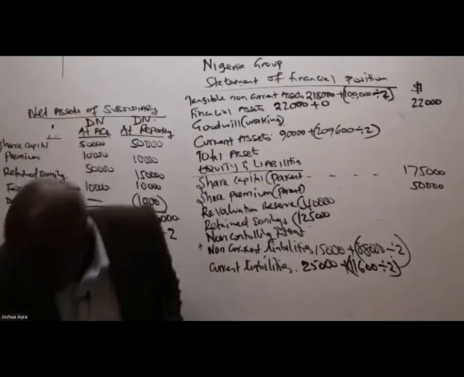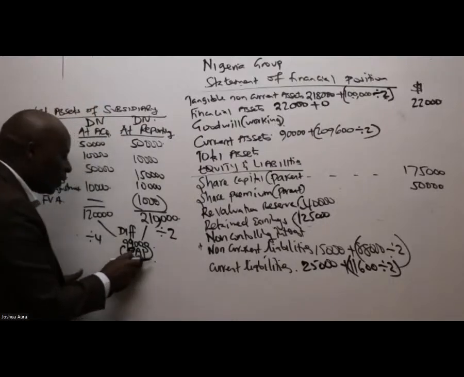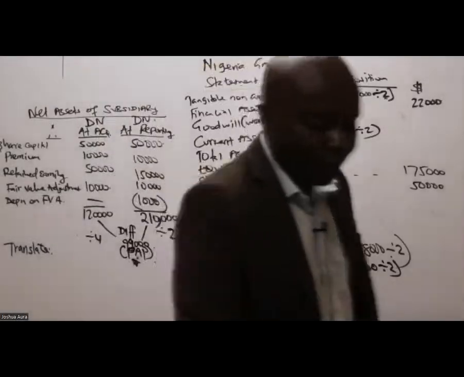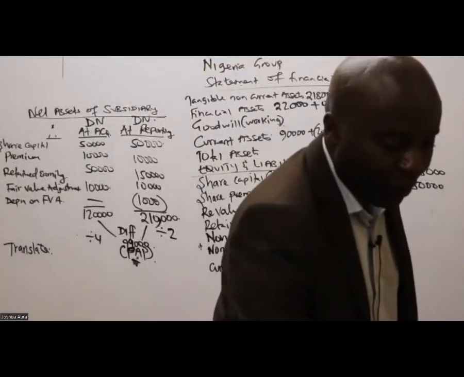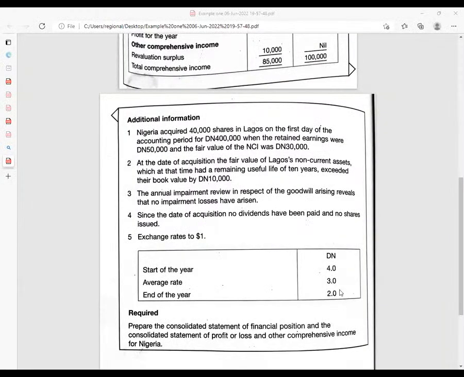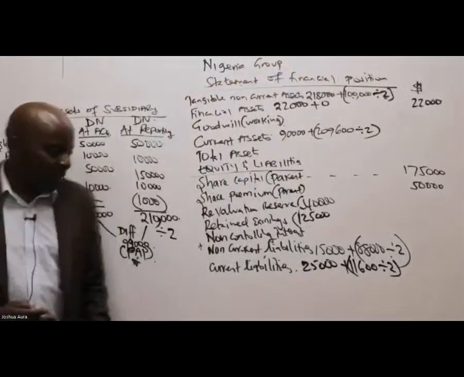So look for the average rate, and then we use it here. Divide this by the average rate. The average rate has been provided. It's 3, so divide this by 3. Could you kindly give me these figures, somebody?